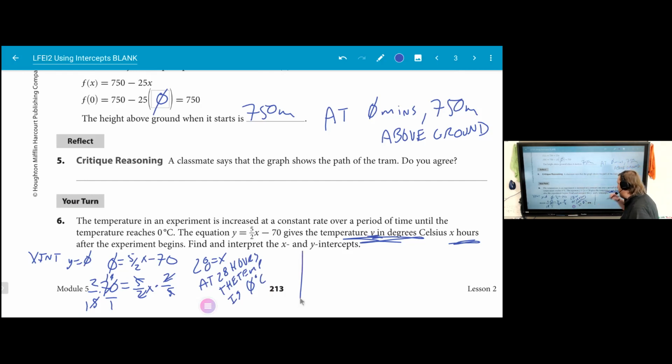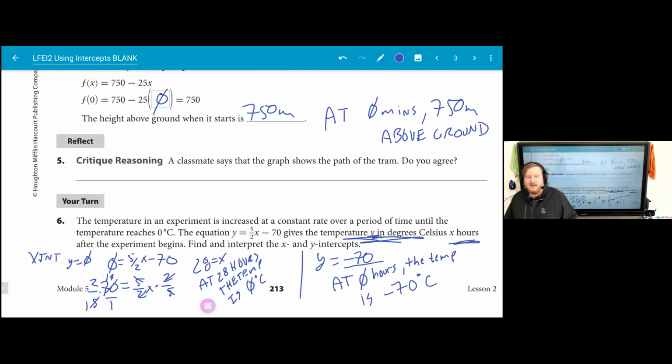Let's look at the y-intercept now. With the y-intercept, that's when x is 0. This is y equals, well, 5/2 times 0 is just 0, so negative 70. In other words, at 0 hours, remember, because this is when x equals 0, the temperature is, and what did we start? Negative 70 degrees Celsius.